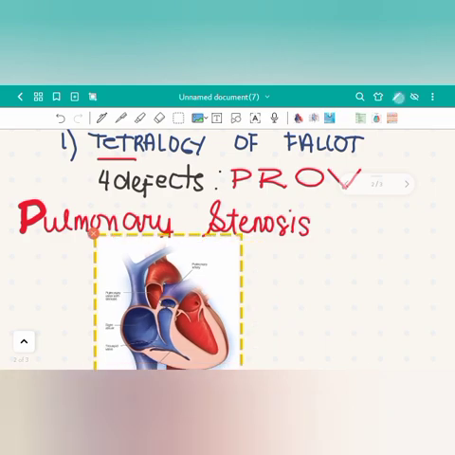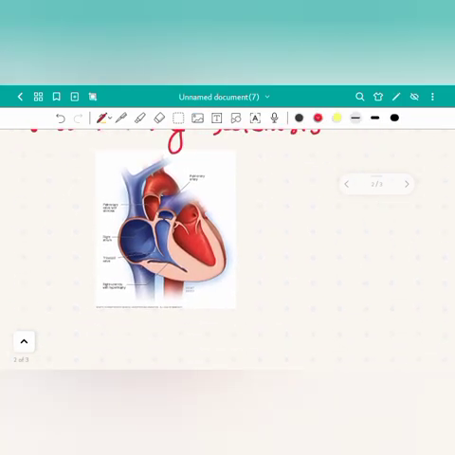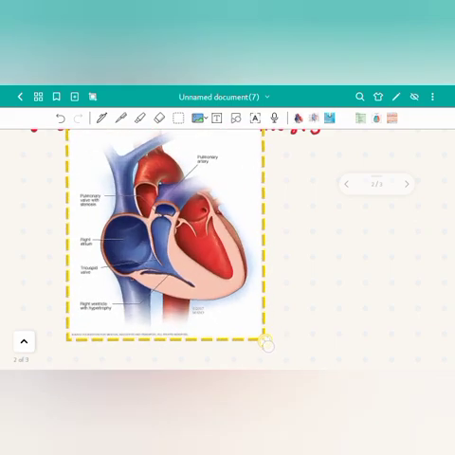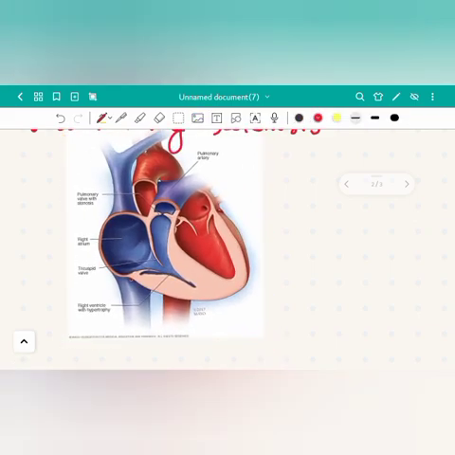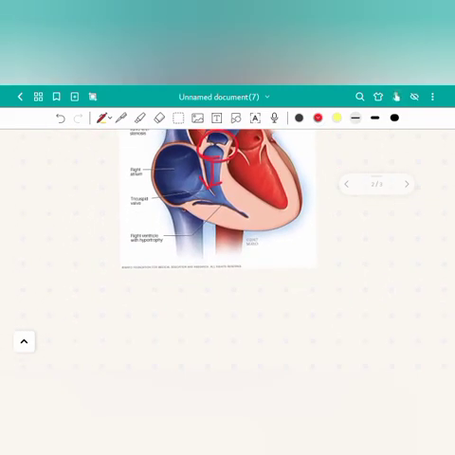Stenosis means it is a small or narrow opening. So, at the pulmonic valve, as you can see, usually the opening is large or just right. So, what happens in pulmonic stenosis is the pulmonic valve becomes narrow, which causes the pooling of blood in the right ventricle.